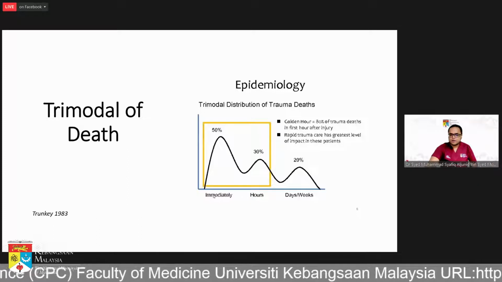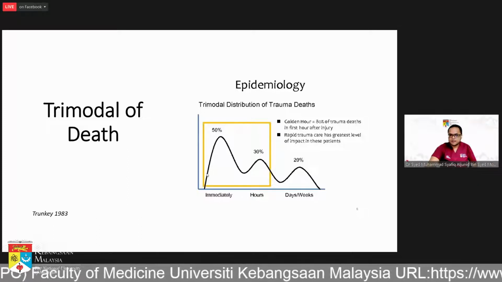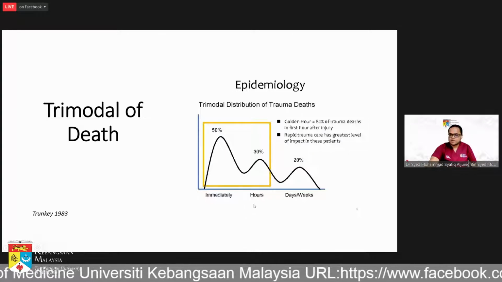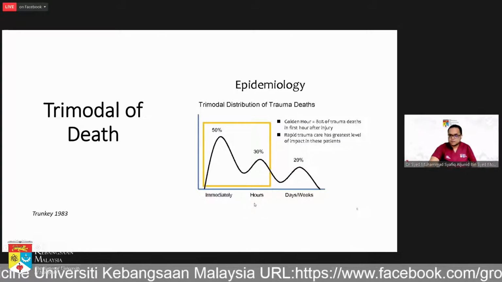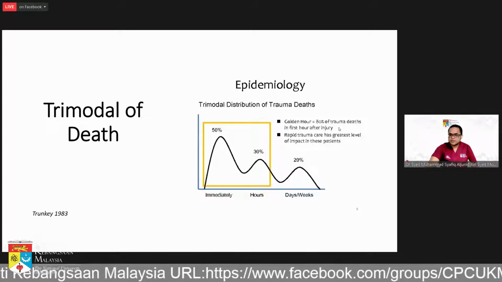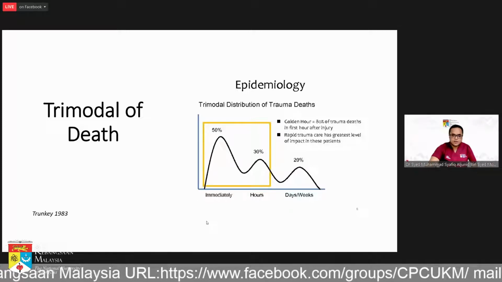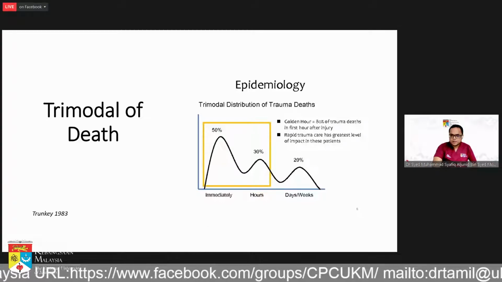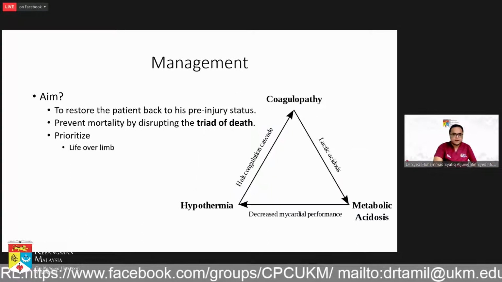If you look, about 80%, this yellow box, what we call the golden hour, occurs in the first hour of injury. So rapid trauma care actually has the greatest impact for this patient. The earlier you get them to seek medical attention, the greater the impact would be.